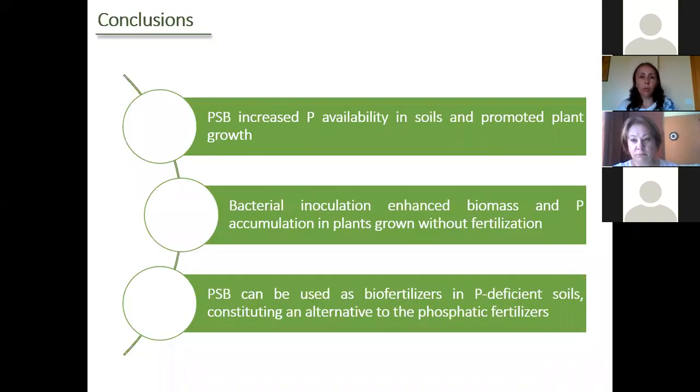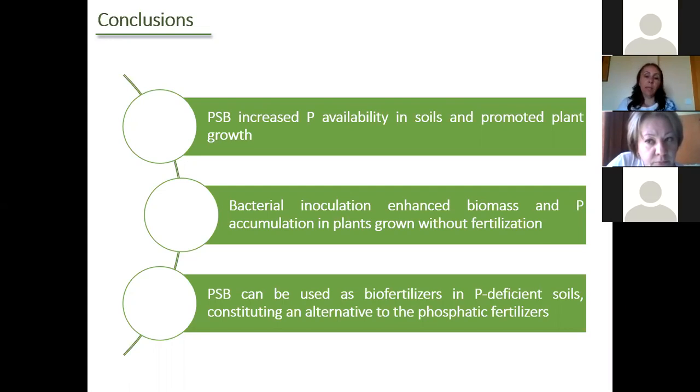So in terms of conclusions, I can say that the phosphate-solubilizing bacteria increased the availability of phosphorus in soils, and this leads to the promotion of plant growth. Another important result was that bacterial inoculation enhanced biomass and P accumulation in plants that grew without any kind of fertilization. That means that these species, PSB, were able to solubilize the total phosphorus that we have in the soil. So these are important results.